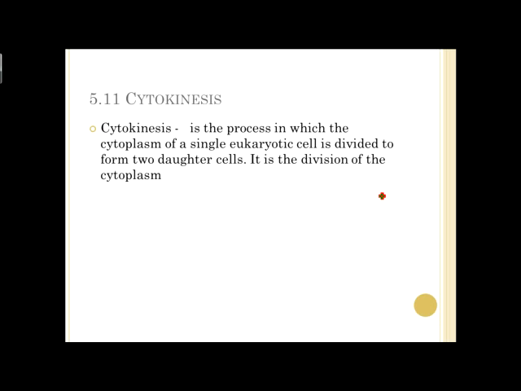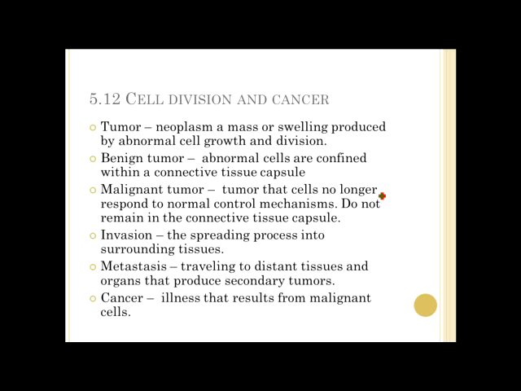Cytokinesis is the process in which the cytoplasm of a single eukaryotic cell is divided to form 2 daughter cells. It is the division of the cytoplasm. Cytokinesis.